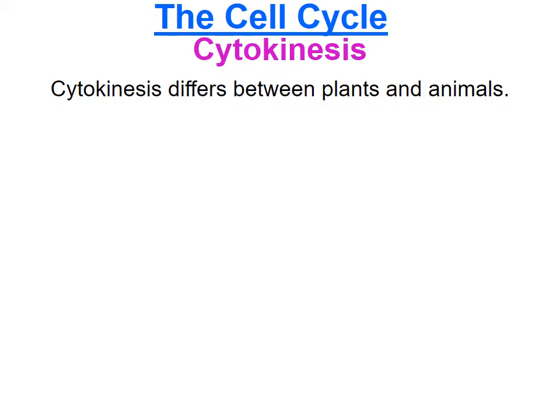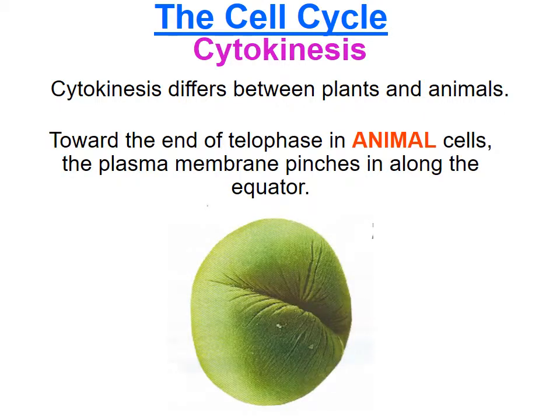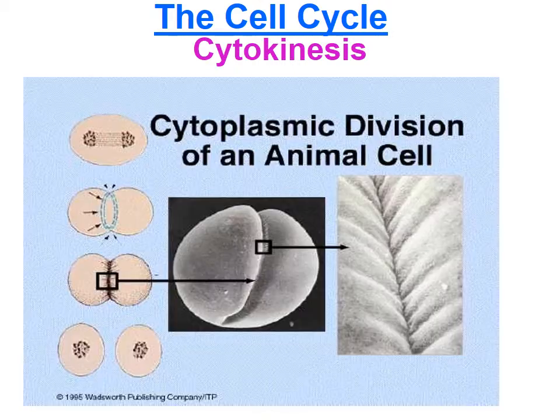Cytokinesis differs between plants and animals. In animal cells, the plasma membrane is going to begin to pinch and look almost like a peach. It'll begin along one side of the equator and continue until the entire cytoplasm is split in two and there are two completely separate cells.